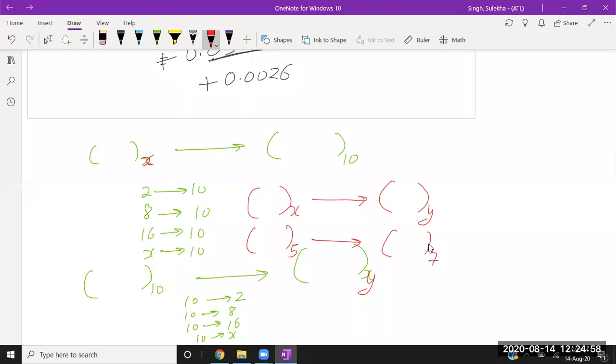Okay, what you need to do, you need to convert that base 5 into base 10. So you need to go, as the first step, from base 5 into base 10, then you need to go from base 10 into base 7. Okay, so this is the concept for changing any base x into any base y. Okay, so remember this thing.